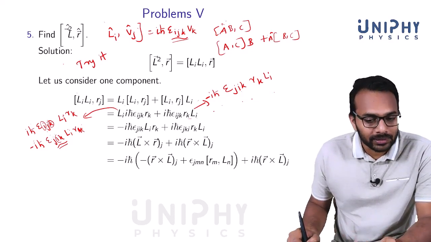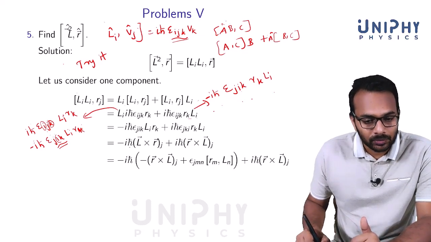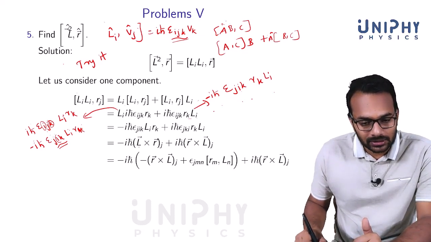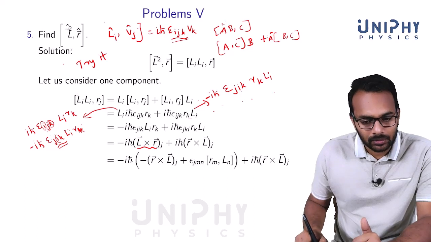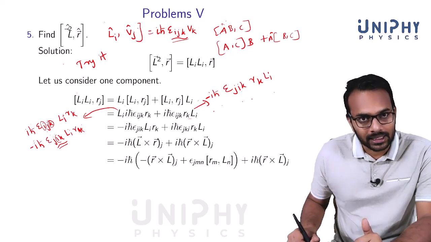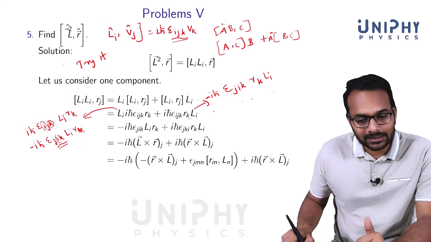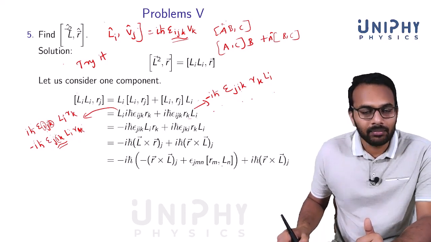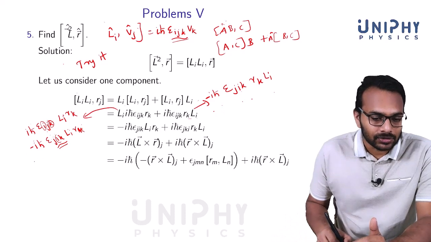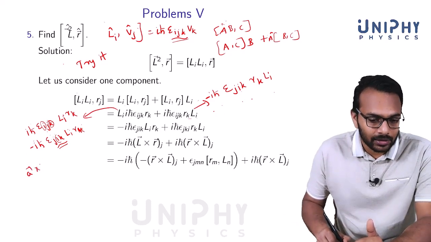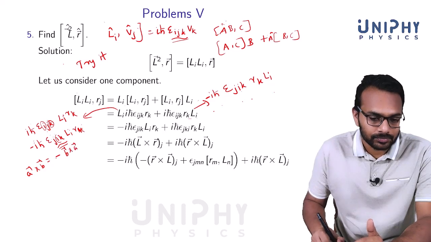Okay, but we know better than that. We know we cannot write it. So we'll take this minus iħ cross, this L cross R, the jth component, and write it as minus R cross L, jth component, plus epsilon jmn r_m l_n. That's a relation that we saw before, right? We said that A cross B is equal to minus B cross A.